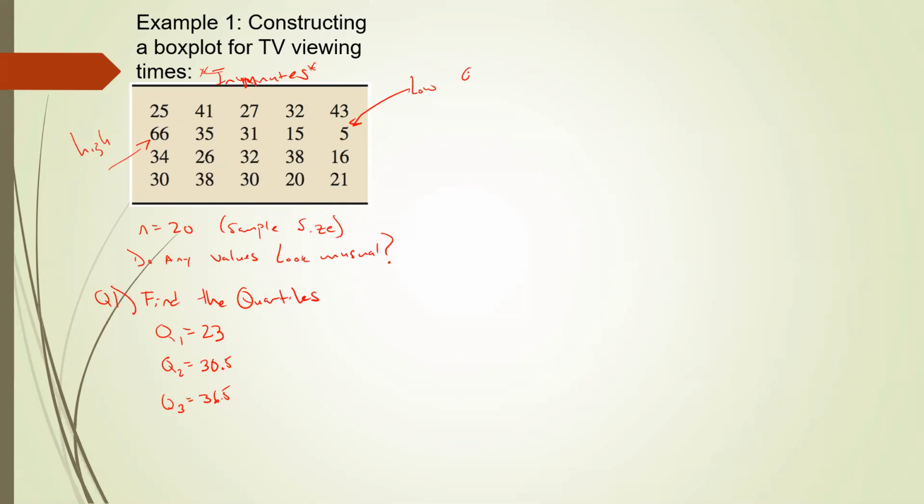Second question from this data set. Find the interquartile range, IQR. What was the formula for the IQR again? Can anyone tell me? Q3 minus Q1. Yep. So you just take 36.5 minus 23, and I think that you get 13.5. So that's the interquartile range, the range of the middle 50% of data.